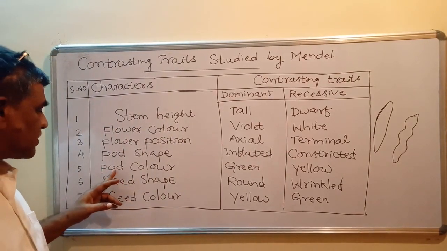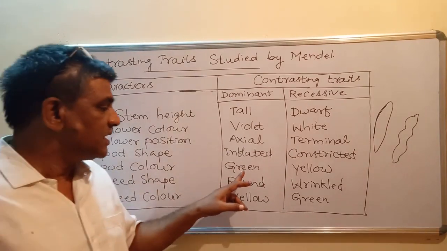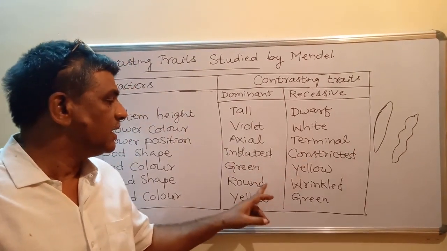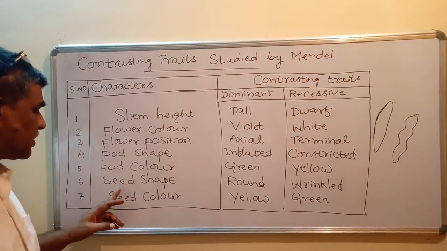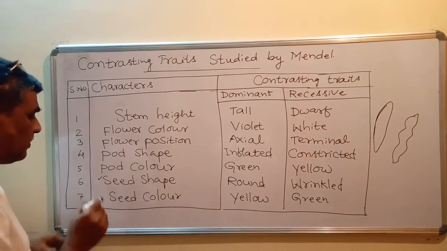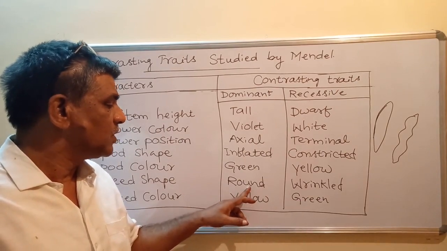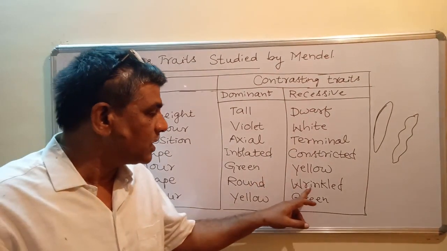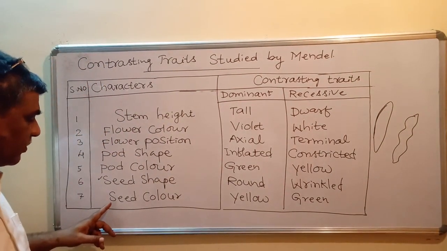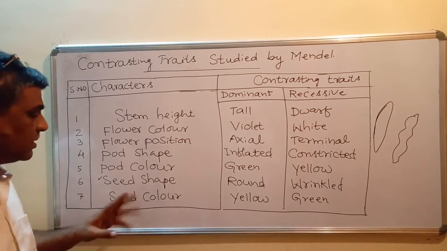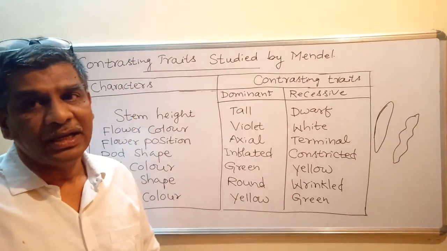The fifth contrasting characteristic studied by Mendel is the color of the pod. Generally, the majority of the pods are green in color and a few of the pods are yellow in color. The sixth contrasting characteristic is the shape of the seed. Most of the seeds are round shaped, so that is the dominant characteristic over the other shape, called wrinkled seed. And the last, the seventh pair of contrasting characteristics which Mendel studied, is the color of the seed. Yellow color of the seed is dominant over the green color of the seed.